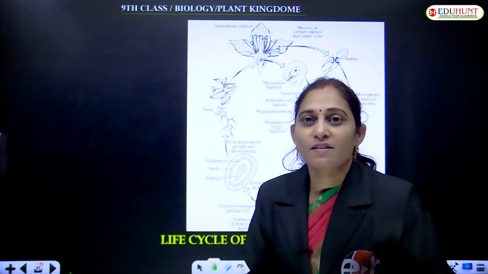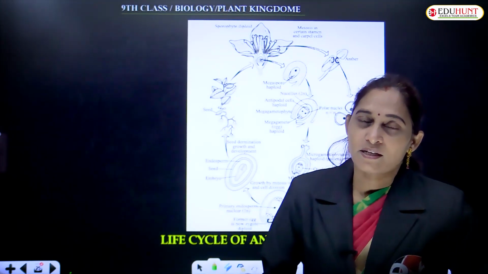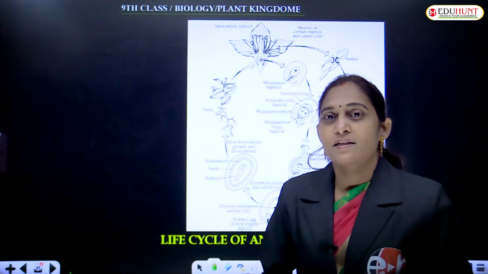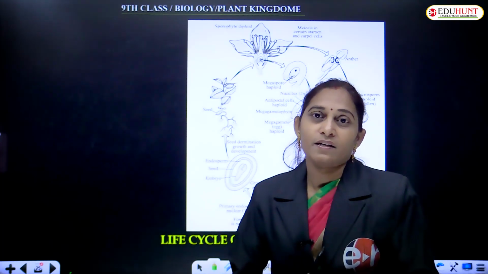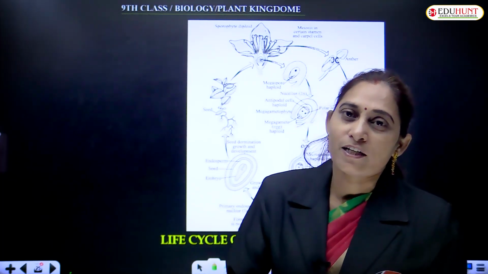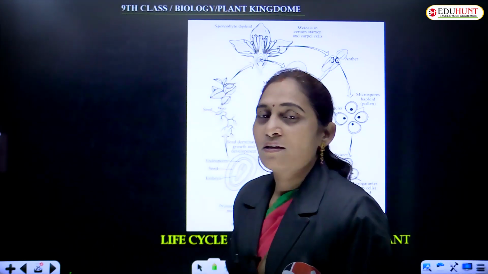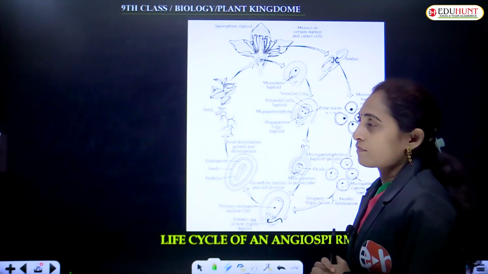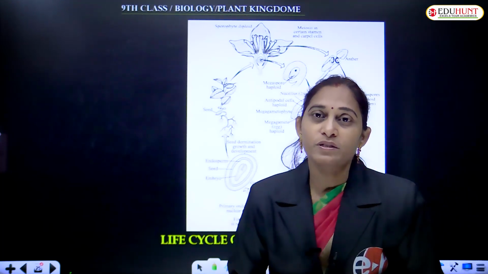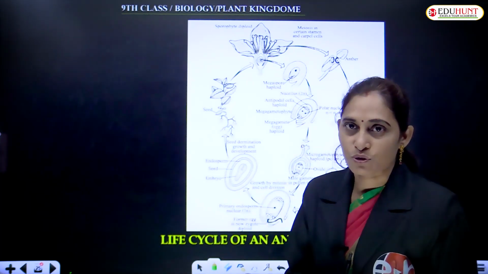We have been discussing angiosperm characters, its classification and differences between dicotyledons and monocotyledons. That we have finished. In this session, we are going to discuss the life cycle of an angiosperm plant.